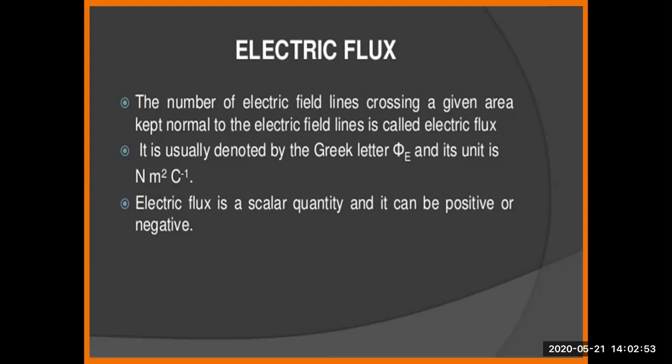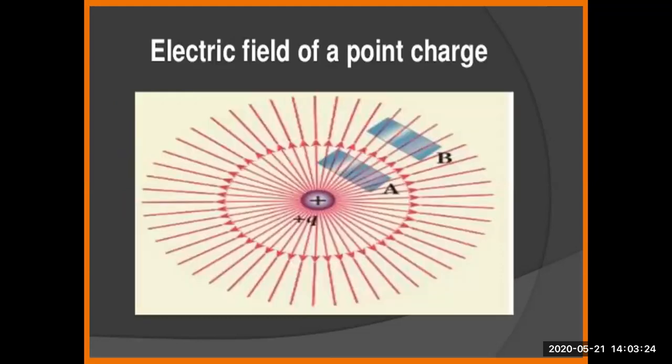Electric flux is a scalar quantity and it can be positive or negative. So these are the three points: the number of electric field lines crossing a given area kept normal to the electric field line is called electric flux. It is usually denoted by a Greek letter, and electric flux is a scalar quantity.